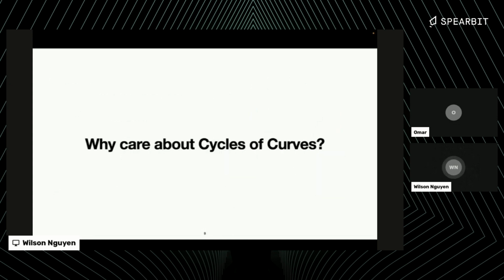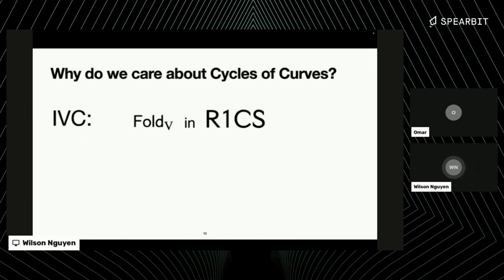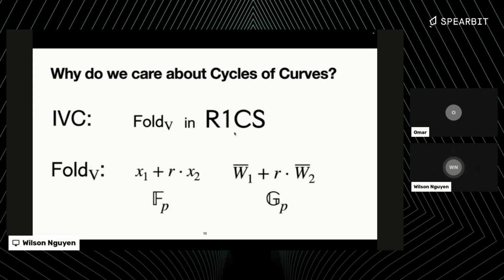So why do we even care about cycles of curves, and what are cycles of curves? Well, in order to construct IVC, we'll actually have to describe the folding verifier in the constraint system itself. So we're going to actually have to express the algorithm as constraints. Now, what does the folding verifier actually do? The folding verifier will end up taking a random linear combination of some field elements. And so expressing this as field constraints is pretty simple. But it'll also have to take a random linear combination of group elements, in particular, the commitments themselves.